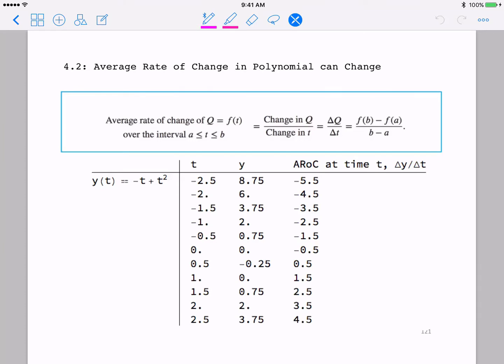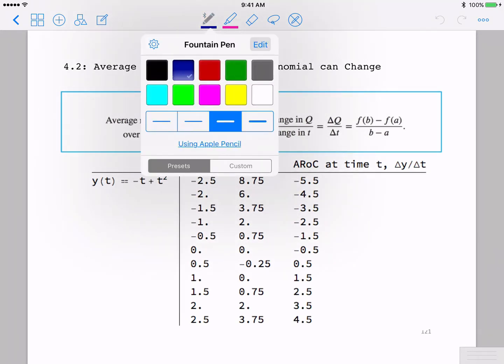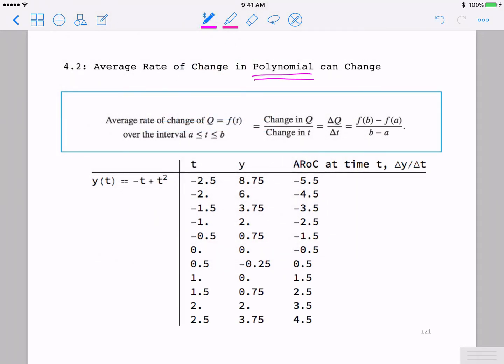In this video, we'll look at the average rate of change idea, but in the context of a polynomial function. The average rate of change formula is the same formula as it was for a linear function, but in this case, our function f is going to change to, for example, maybe the function f of t is equal to t squared minus t.